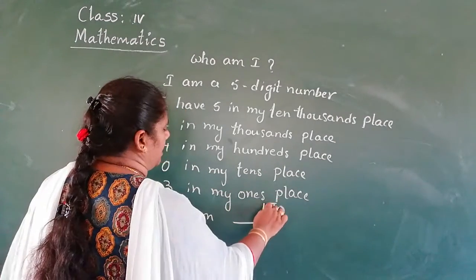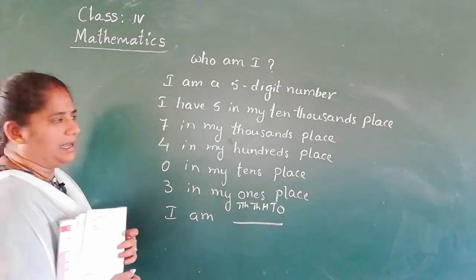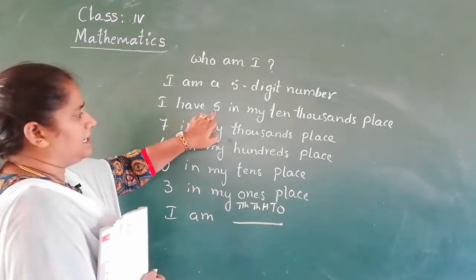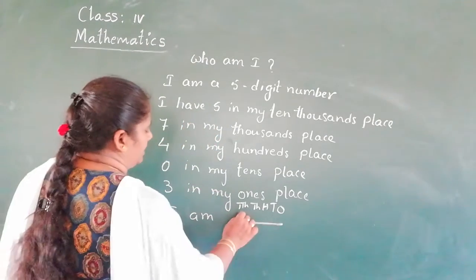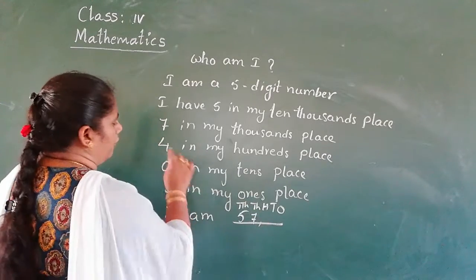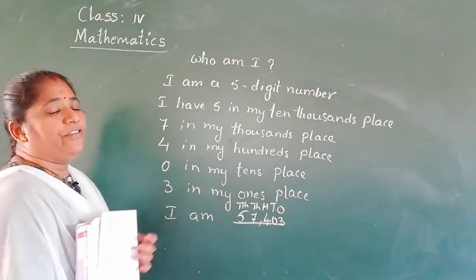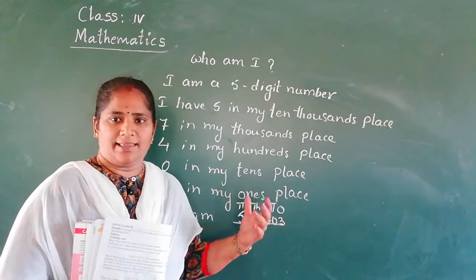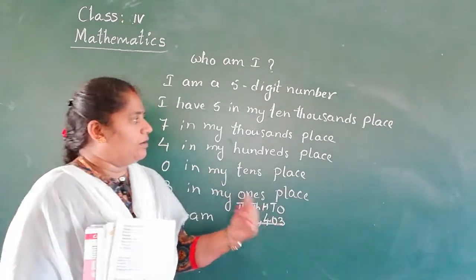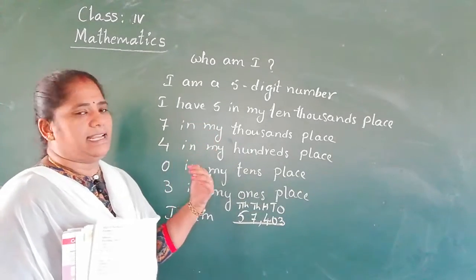So ones, tens, hundreds, thousands, ten thousands. They have given a 5-digit number. In the 10,000s place, what's the digit given? 5. So 5 ten thousands, 7 thousands, 4 hundreds, 0 tens, 3 ones. So the number is 57,403. Okay. If you keep the places, then we can get the answer easily.